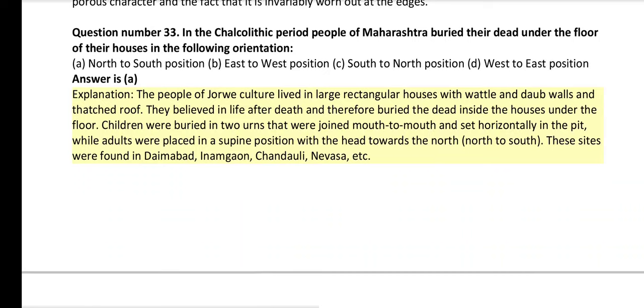Explanation. The people of Jorwe culture lived in large rectangular houses with wattle and daub walls and thatched roof. They believed in life after death and therefore buried the dead inside the houses under the floor. Children were buried in two urns that were joined mouth to mouth and set horizontally in the pit, while adults were placed in a supine position with the head towards the north, north to south. These sites were found in Daimabad, Inamgaon, Chandoli, Nevasa, etc.